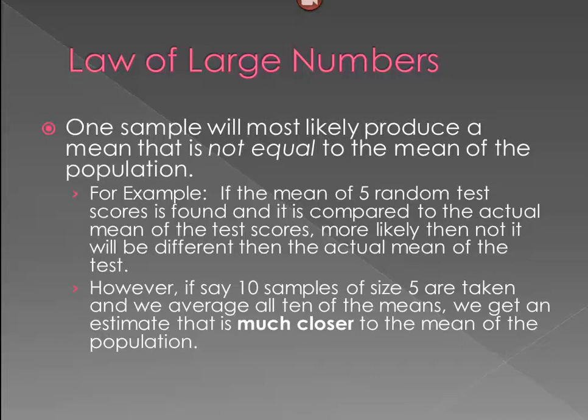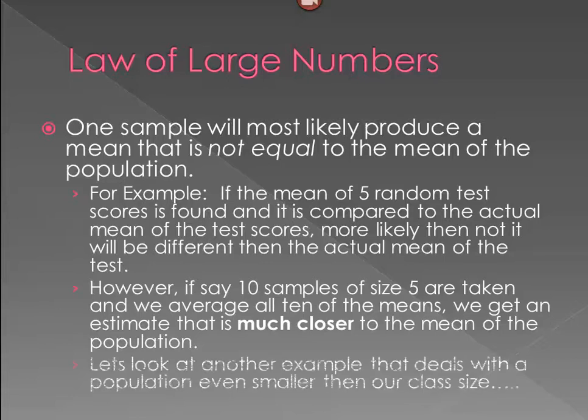However, let's say I did that 10 different times, and each time I took a sample of 5 and calculated the mean, repeating that 10 times. And then let's take those 10 sample means that I pulled, and let's take the average of those means. What we start to see is that the mean of those 10 means is probably much closer to the mean of my population than any one of those individual samples were that I took.